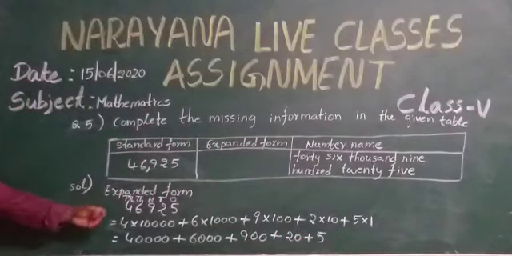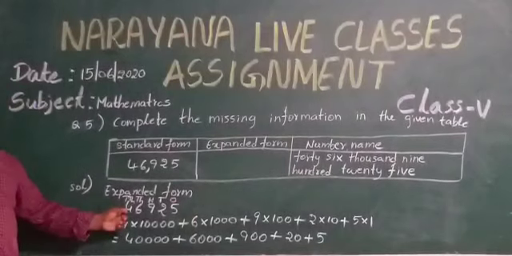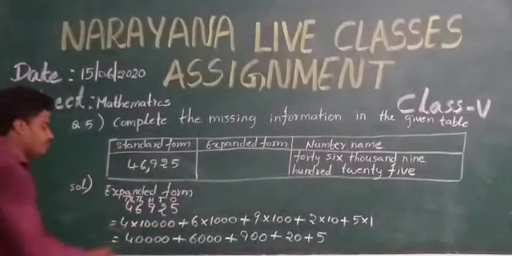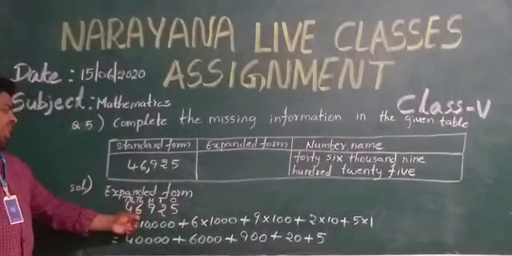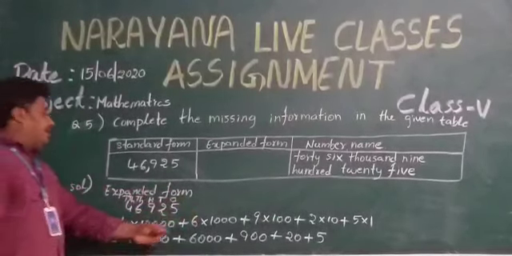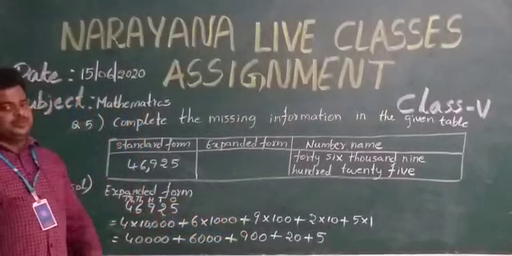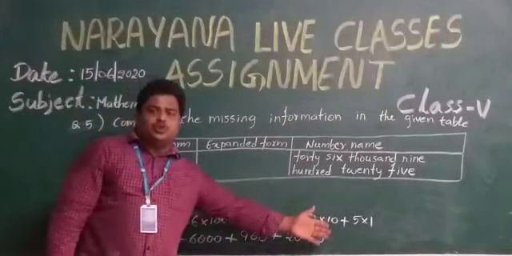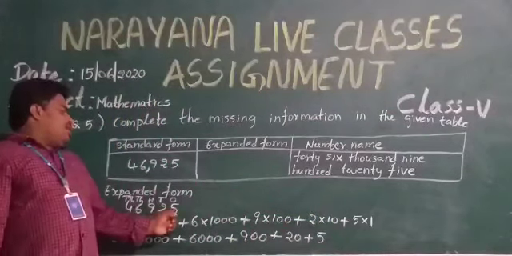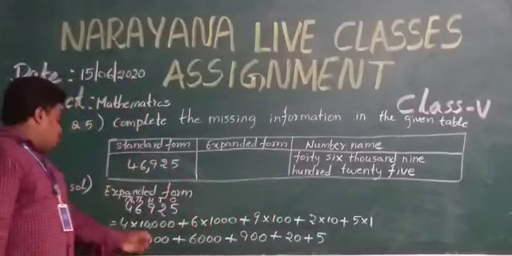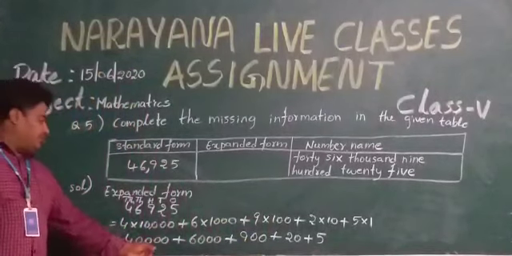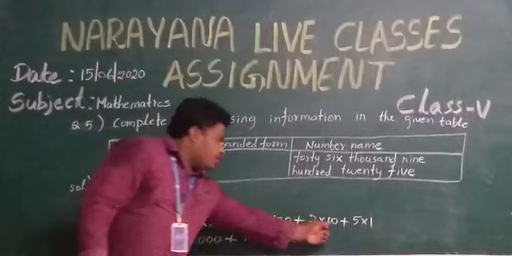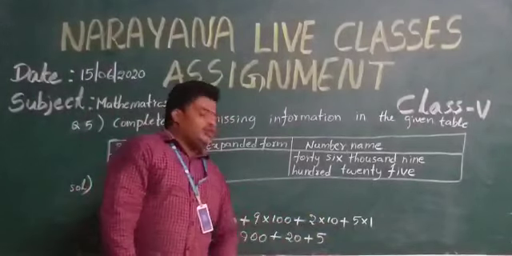What we have written here is the expanded form of the number. First we write 4 belongs to 10,000 place, 4 into 10,000, plus 6 into 1000, plus 9 into 100, plus 2 into 10, plus 5 into 1. So 4 into 10,000 is 40,000, 6 into 1000 is 6,000, 9 into 100 is 900, 2 into 10 is 20, 5 into 1 is 5.